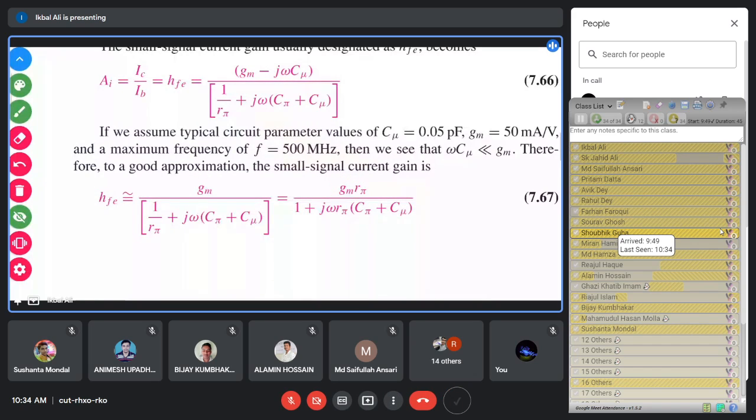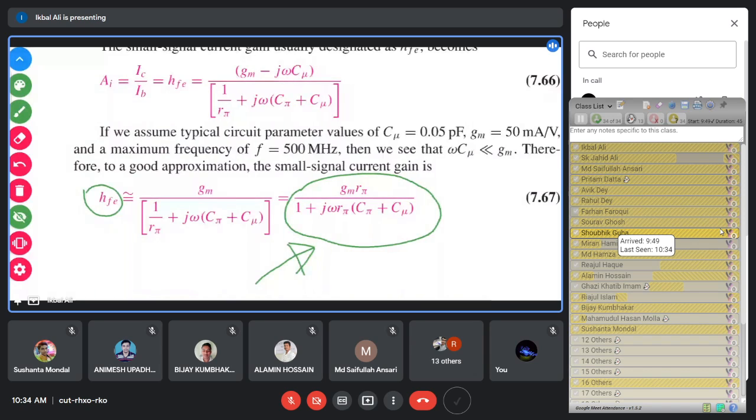So this is your final gain expression, which hfe ultimately takes. The gain of the transistor becomes Gm r pi by 1 plus j omega r pi into c pi plus c mu. This is a very simple circuit application treatment that gives you the gain of the transistor. I hope you have understood how this expression appears.